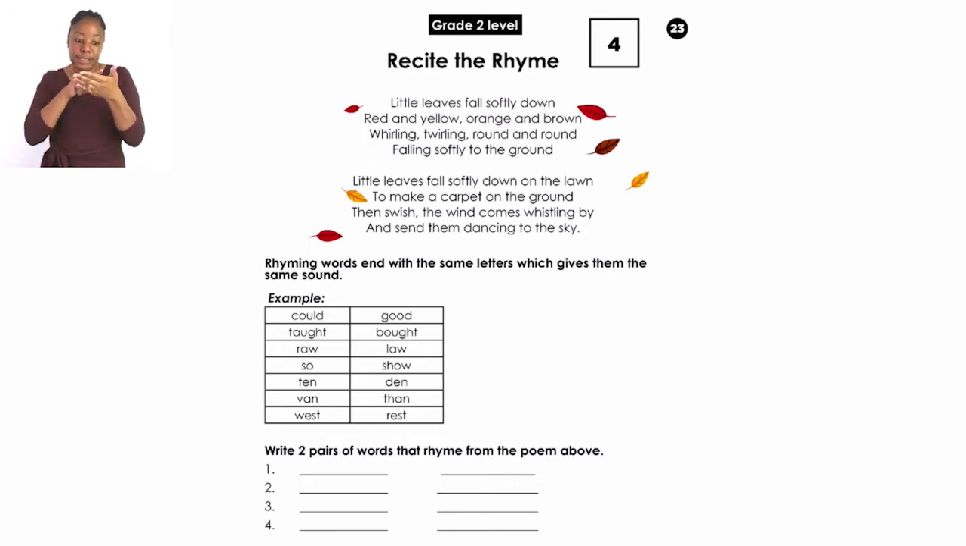Let's start. Little leaves fall softly down, red and yellow, orange and brown, whirling and twirling round and round, falling softly to the ground. Little leaves fall softly down on the lawn to make a carpet on the ground. Then, swish, the wind comes whistling by and sends them dancing up to the sky.